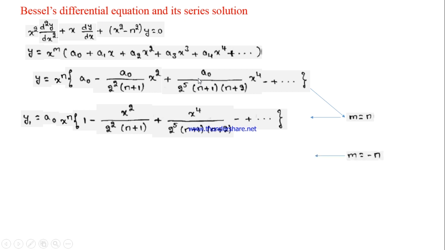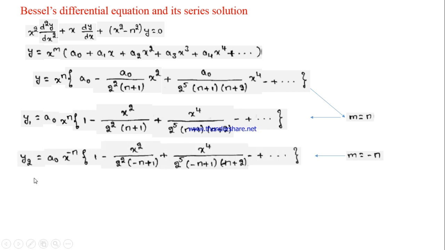Now corresponding to the root m equal to minus n, we will get one more solution, and it is found by replacing each occurrence of n by minus n in this, and we will call that solution y2. And since y1 and y2 are linearly independent solutions of this differential equation, we can claim the complete solution is y is equal to arbitrary constant into y1 plus an arbitrary constant into y2.